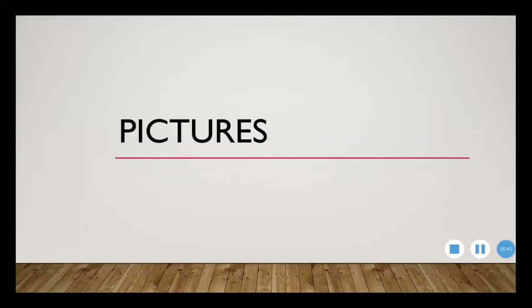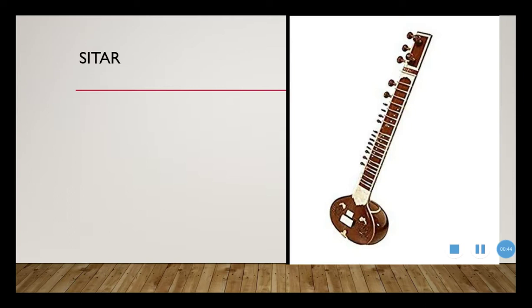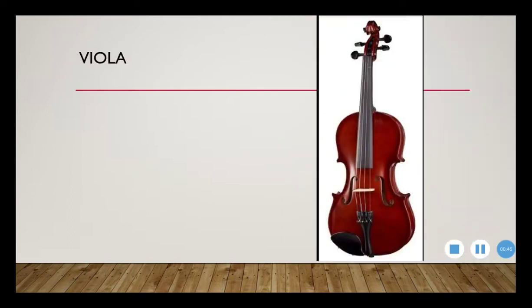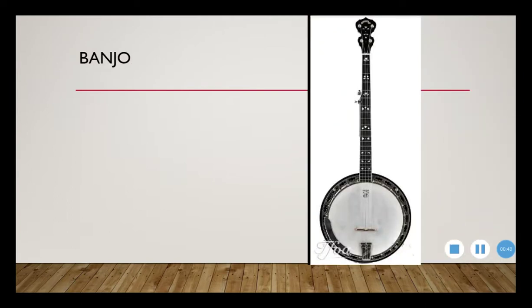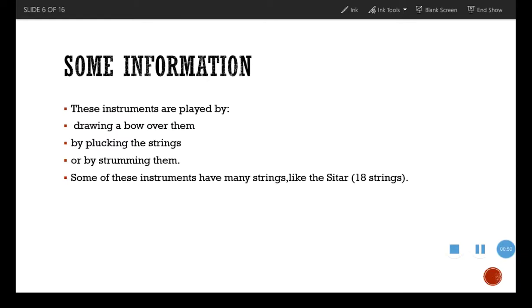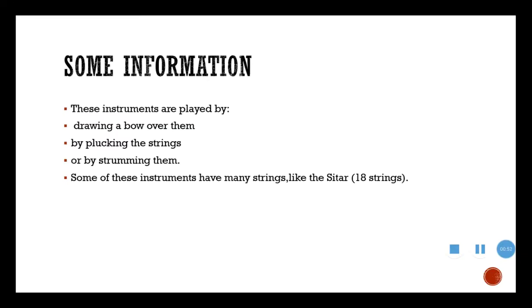Okay, so now for the pictures. Here is the sitar, the violin, the viola, the banjo, and the sarangi. Some information about these. They are played by drawing a bow over them, by plucking the strings, or by strumming them. Some of these instruments have lots of strings, like the sitar, that has 18 strings.